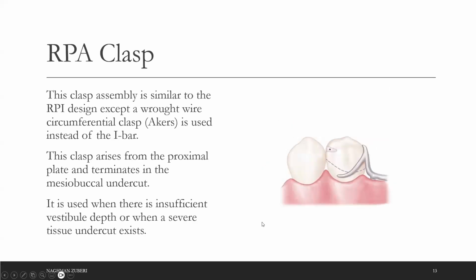Well, this clasp assembly is similar to the RPI design, which we call the RPA clasp, except a wrought wire circumferential clasp, which is known as Akers, is used instead of the I bar. This clasp arises from the proximal plate and terminates in the mesiobuccal undercut like this. It is used when there is insufficient vestibule depth or when a severe tissue undercut exists, which does not let you use the I bar. So this is the RPA clasp. A is for Akers.